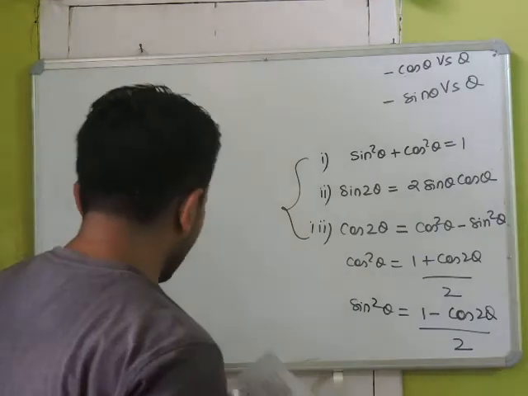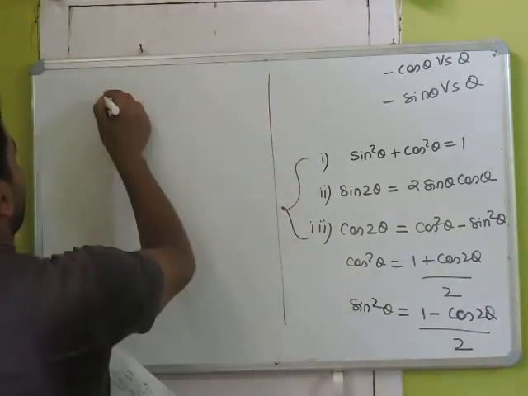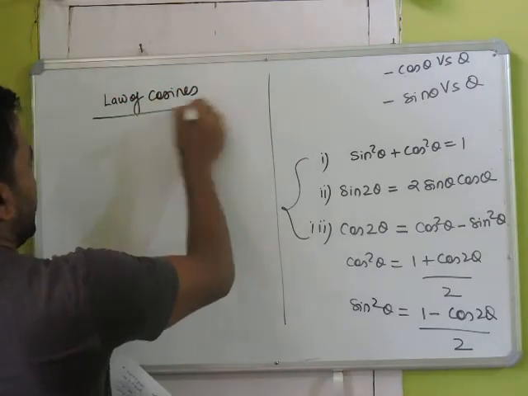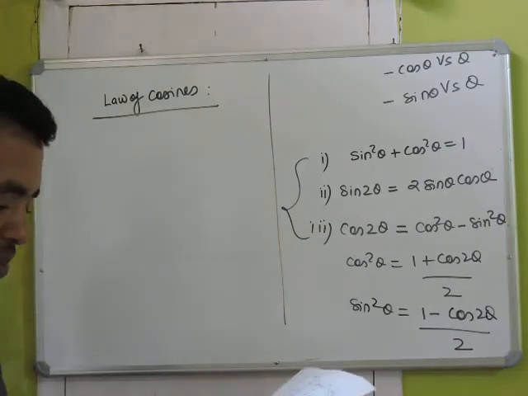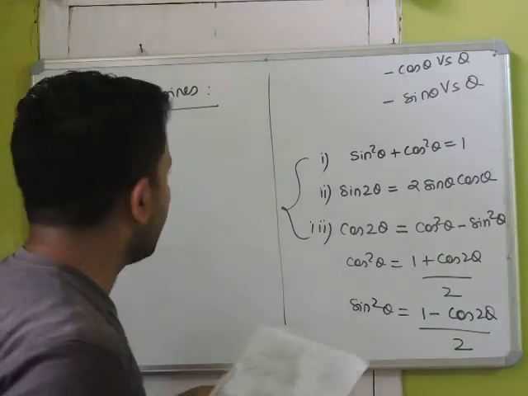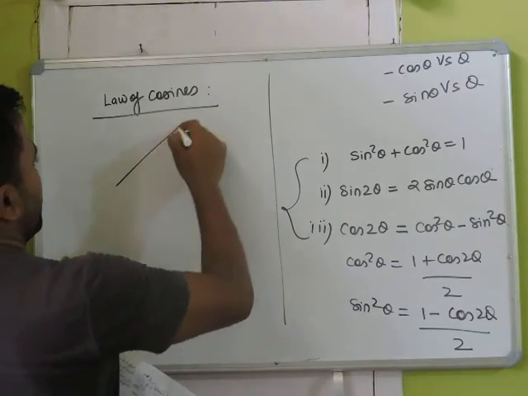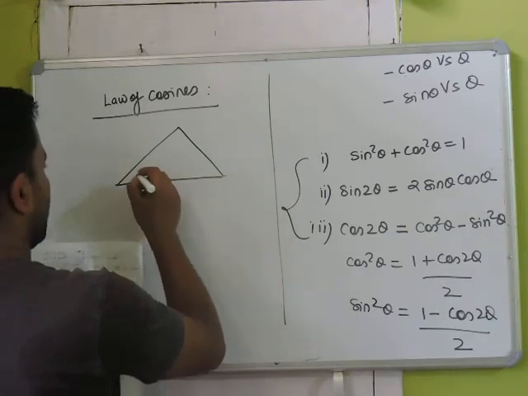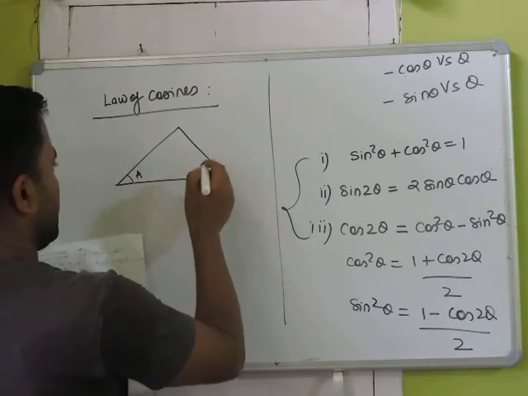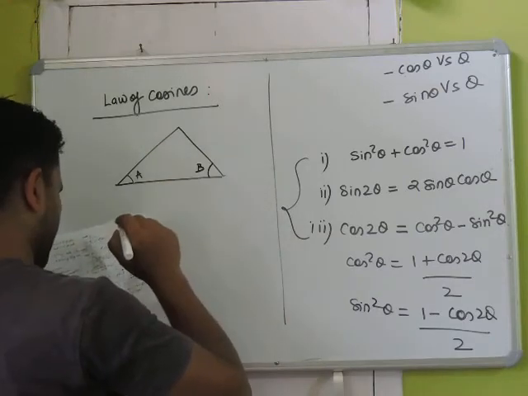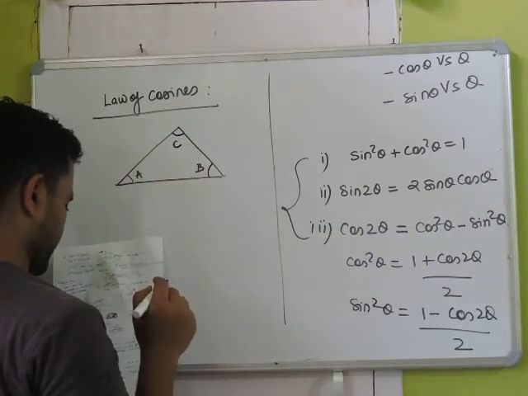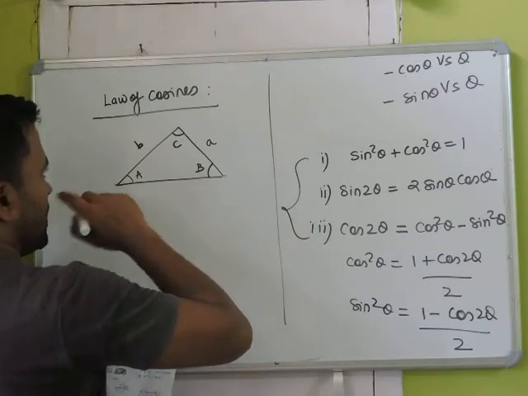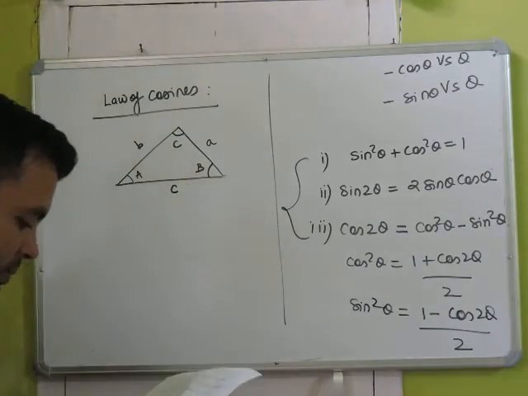Now there are some more formulas. One is, if you remember, the law of cosines, what we did in vectors. Whether you remember or not, I don't know, but suppose you have a triangle with this angle A, this angle B, this angle C, and suppose the opposite side of A is a, opposite of B is b, and opposite to C is c, right?